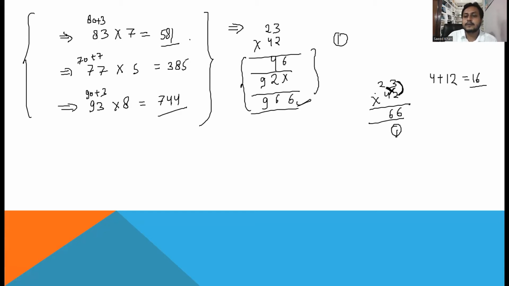Now multiply these two, 10th place digit of both numbers. 2 into 4 is 8. 8 plus 1 is 9. 966. मैं एक बार और repeat कर रहा हूँ.